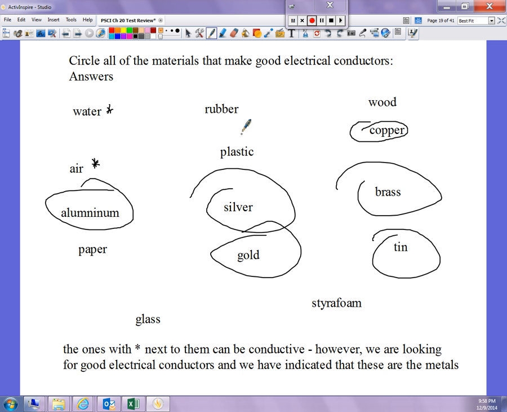And the rest of these are insulators. Rubber, plastic, wood, paper, glass, styrofoam are all insulators. They slow the flow of electrons significantly in the circuit. And you will be expected tomorrow to be able to pick out from a list which ones are conductors and which ones are insulators. So you need to make sure you've got this down pat.